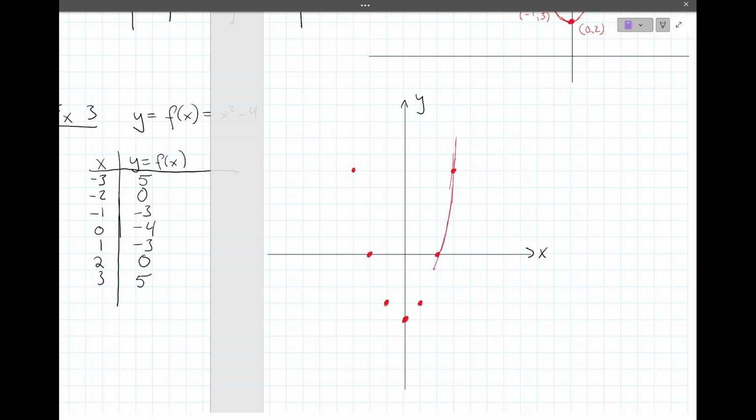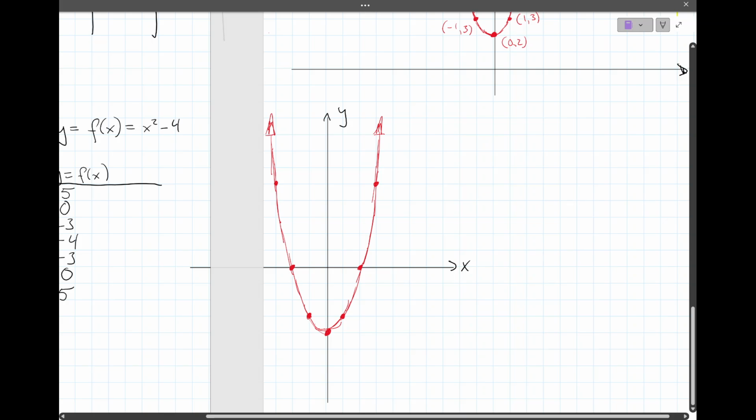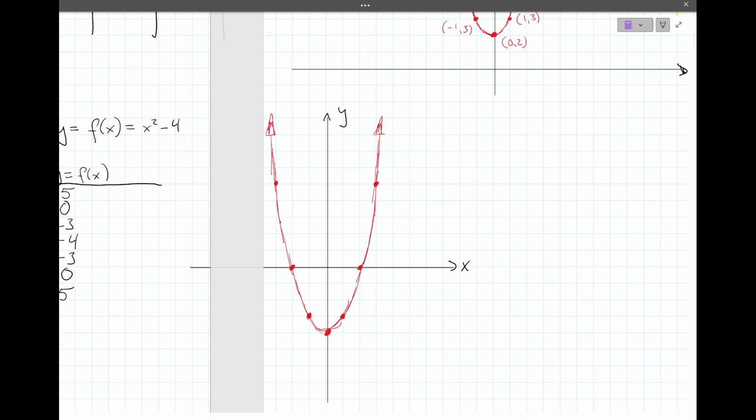Good. And we just connect our points, and we have a nice parabola over here that we can get some nice information from, just like that. Perfect. We have a parabola, got all our key points here, including some x-intercepts. Let's take a look at the key information about this parabola here.